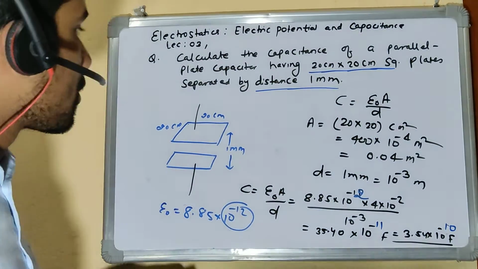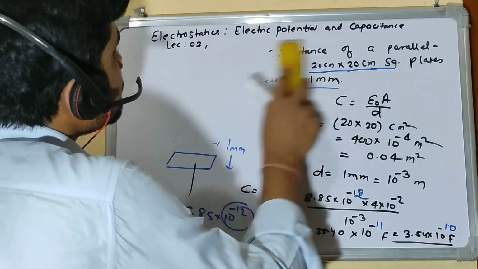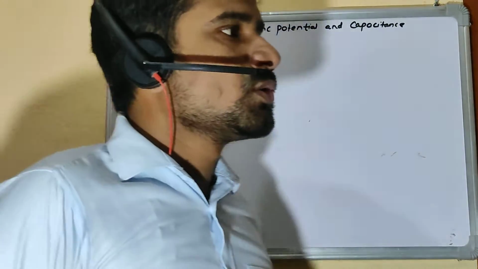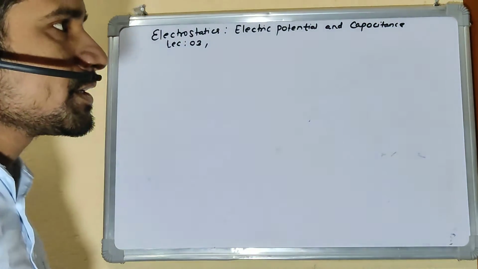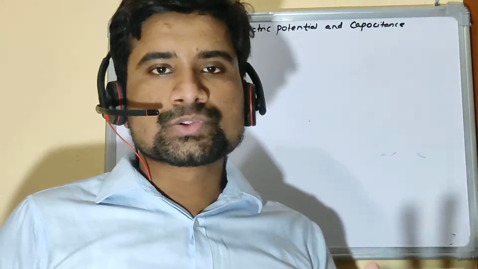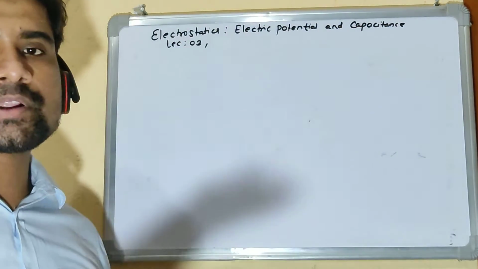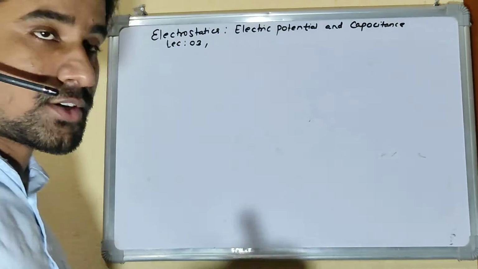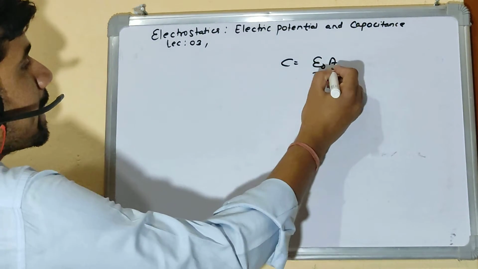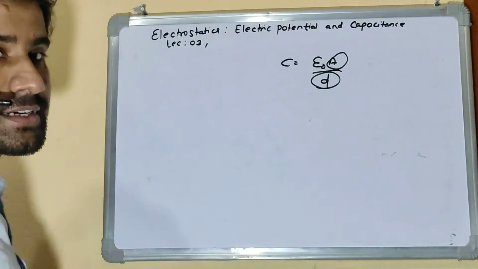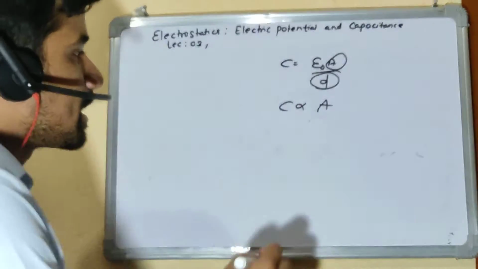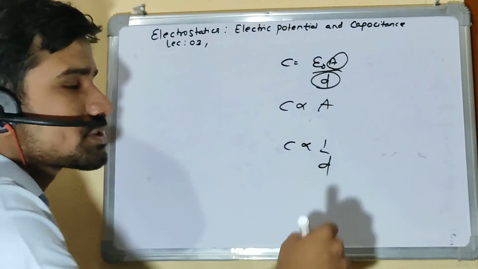Now let's move to another topic. We discussed that the capacitance of a capacitor depends on the geometry of the capacitor, which we just saw: C equals epsilon naught A by D. So A and D are affecting the capacitance. Capacitance is proportional to area for a constant distance, and inversely proportional to distance for a constant area.